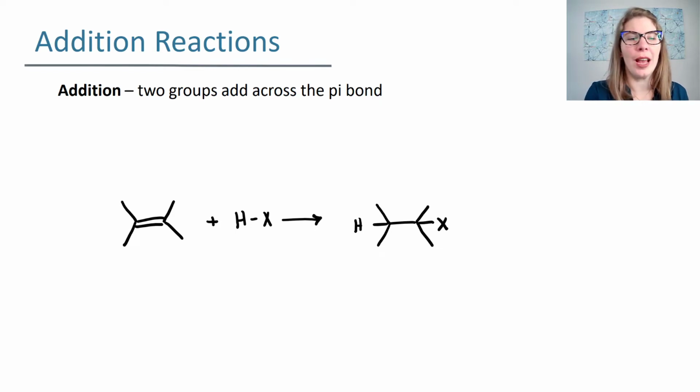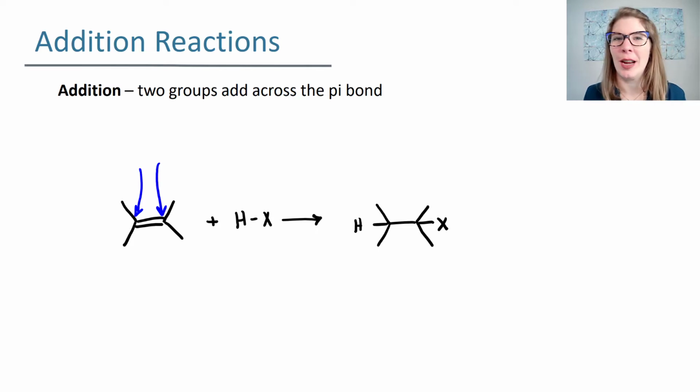What across the pi bond means is you have two sp2 hybridized carbons that are making up that pi bond, and during the course of the reaction, those sp2 hybridized carbons are no longer going to be connected to one another with a second bond, that pi bond. Instead, they're going to turn into sp3 hybridized carbons like we're seeing here and here because two different groups have added to either side of the pi bond.